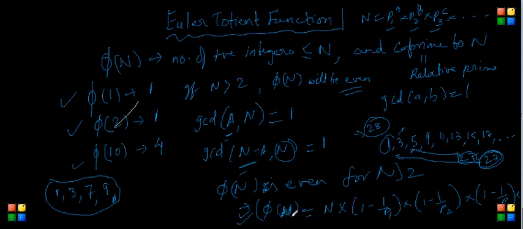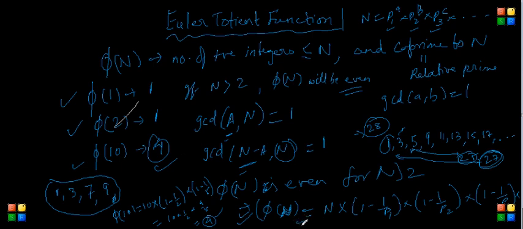So if I put n equal to 10 here, I have phi of 10 equal to 10 into 1 minus reciprocal of 2 into 1 minus reciprocal of 5. 2 and 5 are the only prime factors, so we'll stop here. So this is nothing but 10 into half into 4 by 5, which is nothing but 4. So this calculated value matches our observed value.